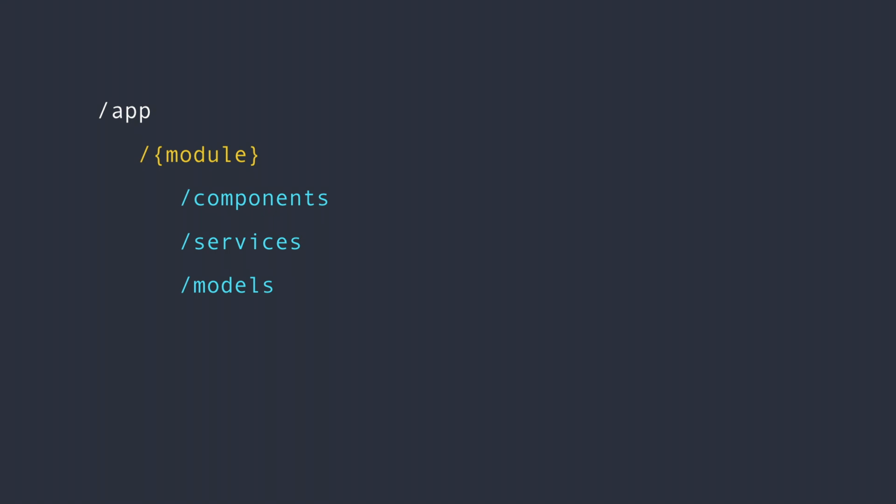Now, currently, we don't have any custom pipes or directives, but if we did, we could put those under the corresponding folders here. And finally, in each module folder, we're going to have a module file. This is where we define a TypeScript class and decorate it with the ng-module decorator. So starting from the next lecture, we are going to refactor our application towards this new structure.